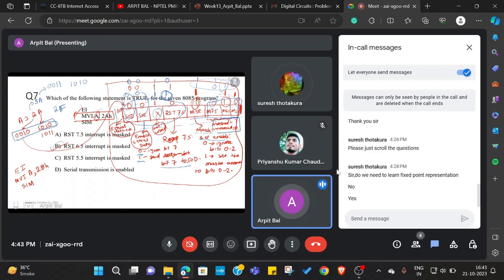But as I said, in practical cases we never deal with such low resolution, because we use a minimum of 16-bit and even 32-bit in applications.